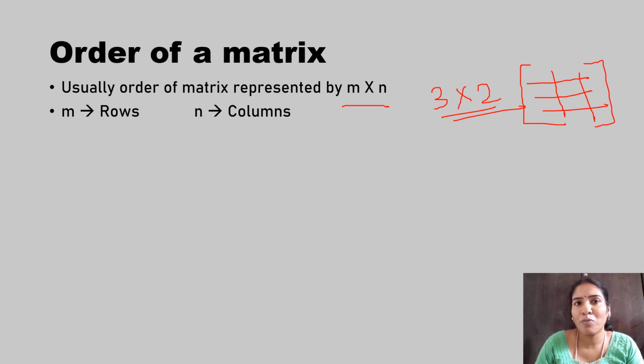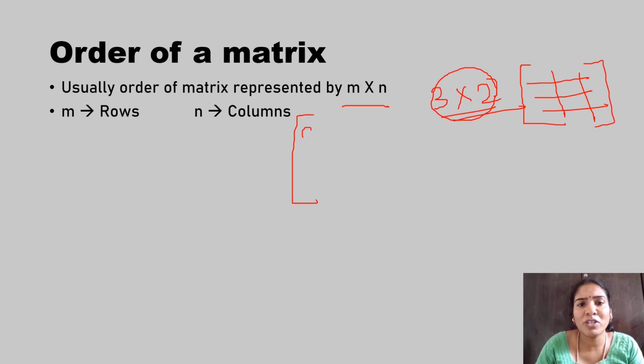So this is very important. What is the order of a matrix? It can be represented as m cross n. Here we took an example as 3 cross 2, so it is going to have 3 rows and 2 columns. Then how many elements will be present in this? Can you guess? How many elements can be present in this?